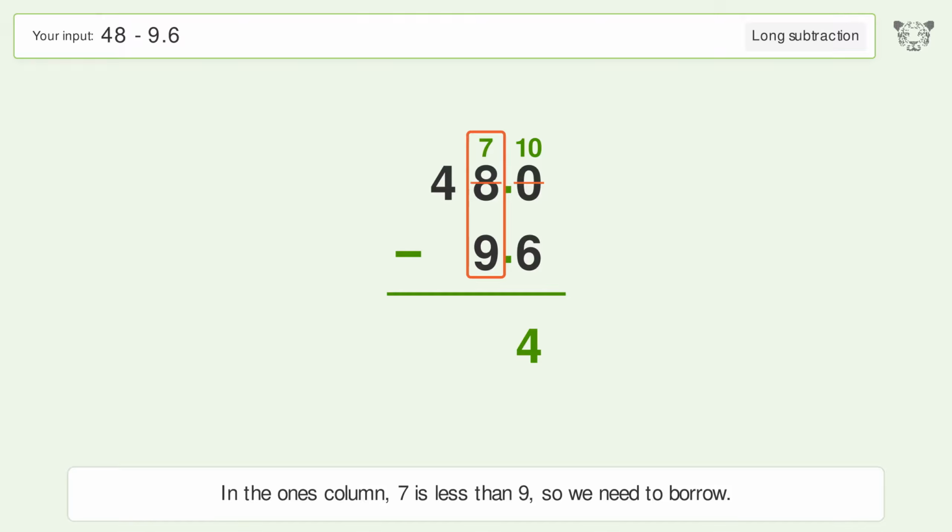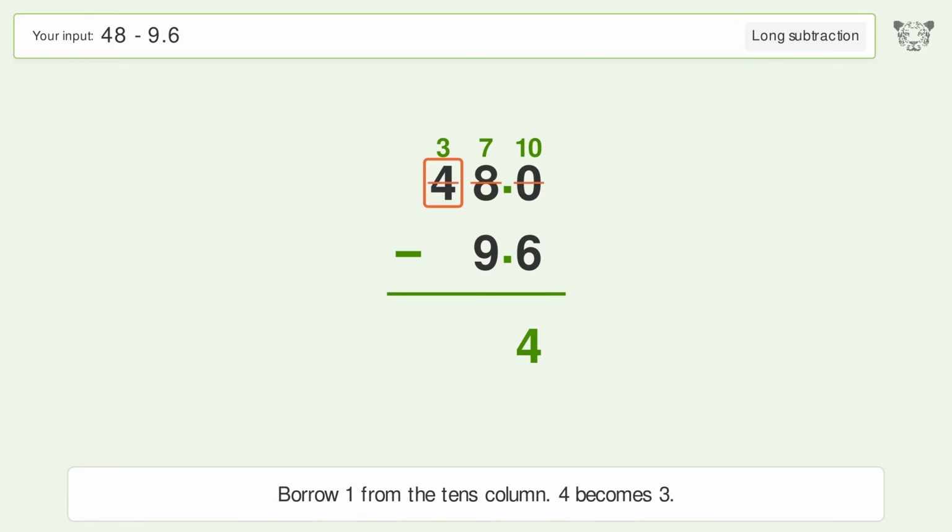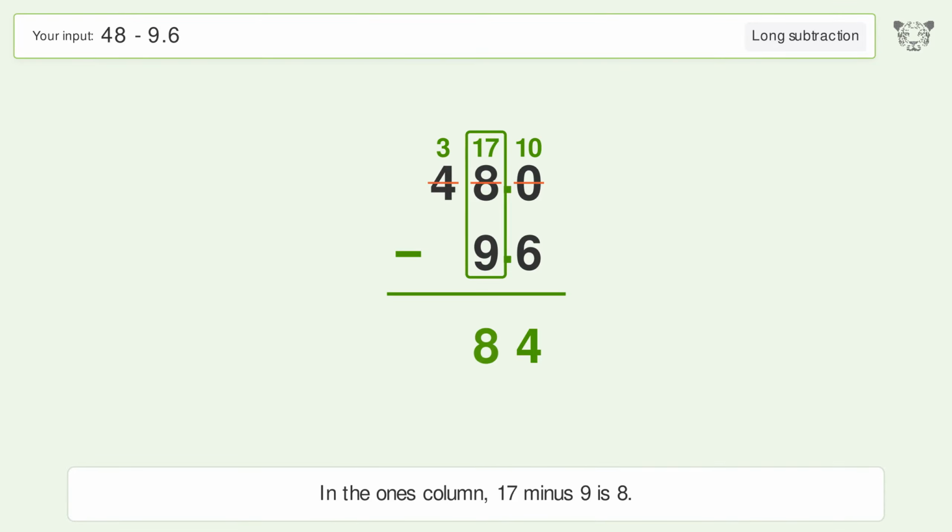In the ones column, 7 is less than 9, so we need to borrow. Borrow 1 from the tens column. 4 becomes 3. The 7 in the ones column becomes 17. In the ones column, 17 minus 9 is 8.